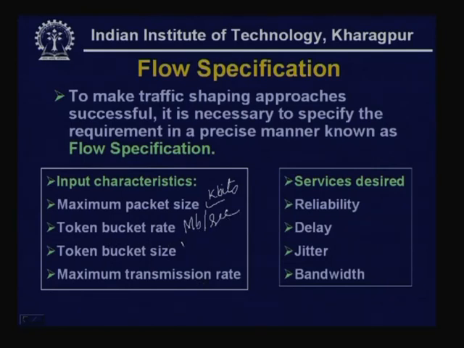Token bucket rate, the maximum rate at which the packets can be sent. Then token bucket size, it can be megabit or megabyte or gigabyte, and the maximum transmission rate that can be done. So, these are the 4 input characteristics to be specified.